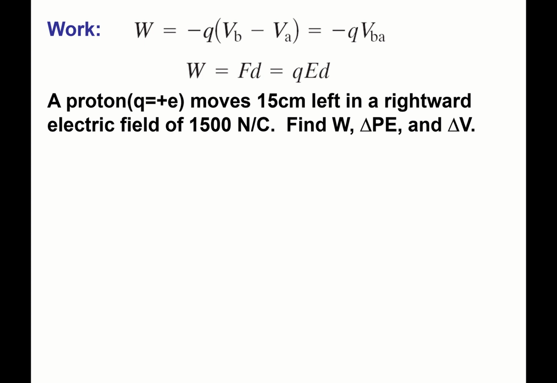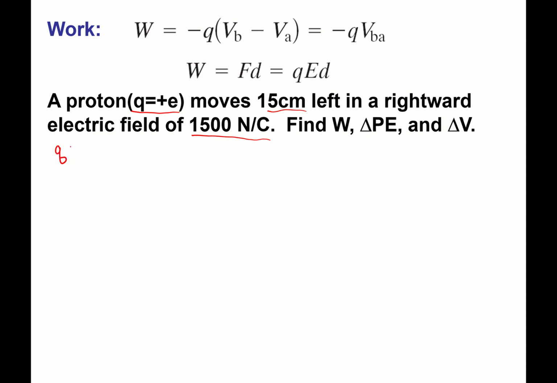So in this problem, I have a proton which has a charge of plus e. It moves 15 centimeters towards the left in a rightward electric field of 1500 newtons per coulomb, and I'm asked to find the work, the change in potential energy, and the change in potential. So let's go through and figure out what we know from the problem. So every number, we're going to figure out what it is.